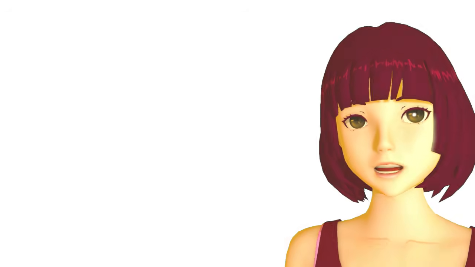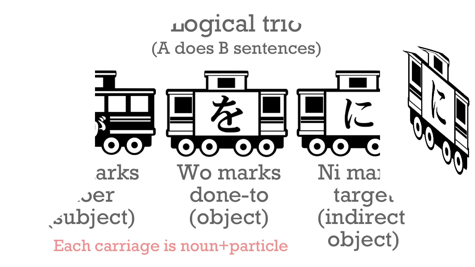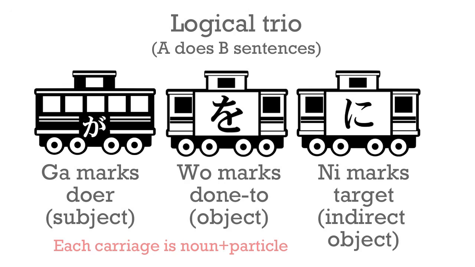The car we're going to introduce today is a white car, and this is the ni car. It makes a kind of trio with ga and wo. In A does B sentences, ga tells us who does the doing, wo tells us what it is done to, and ni tells us the ultimate target of that doing. Now, we don't always have a wo, we don't always have a ni. But let's take this wo sentence.